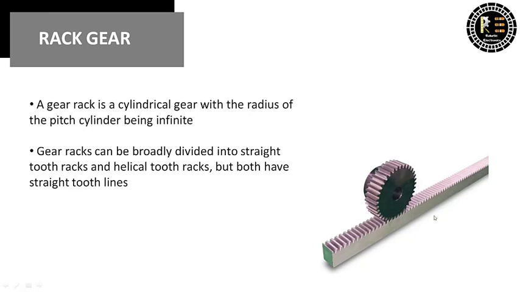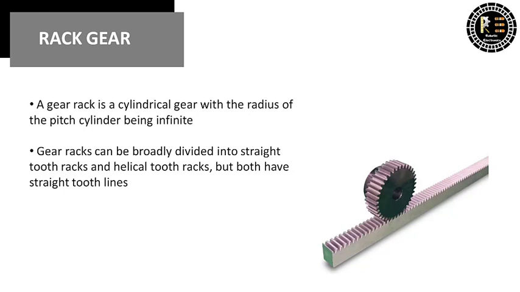Actually, this long one is known as the rack gear. The above one is the pinion. Two gears attached: the smallest one is called the pinion, and this long one is the rack gear. Small sized and shaped teeth cut at equal distances along a flat surface or a straight rod is called a rack gear. A rack gear is a cylindrical gear with the radius of pitch cylinder being infinite. By meshing with a cylindrical gear pinion, it converts rotational motion into linear motion.